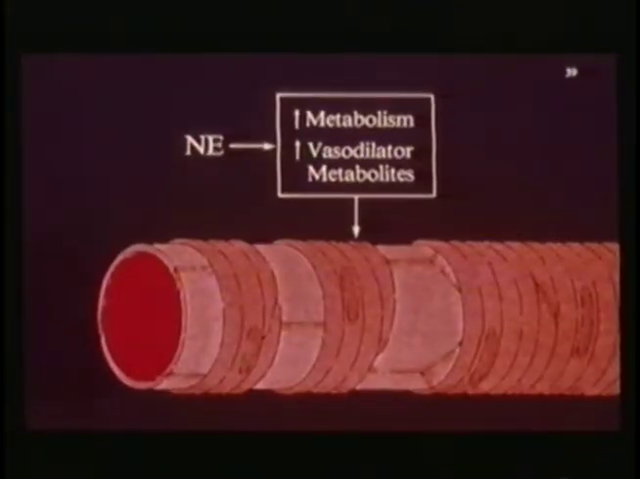39. Norepinephrine can also affect smooth muscle indirectly. By changing the metabolism of the surrounding tissue, norepinephrine leads to the release of vasodilator metabolites. This is an important mechanism in the heart and possibly also in brain and liver.